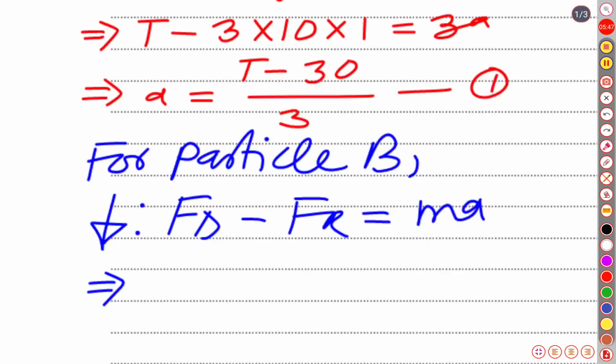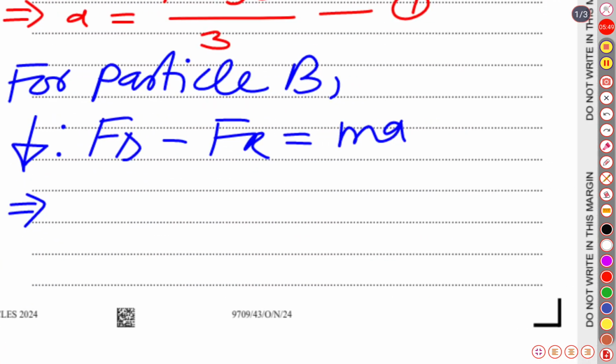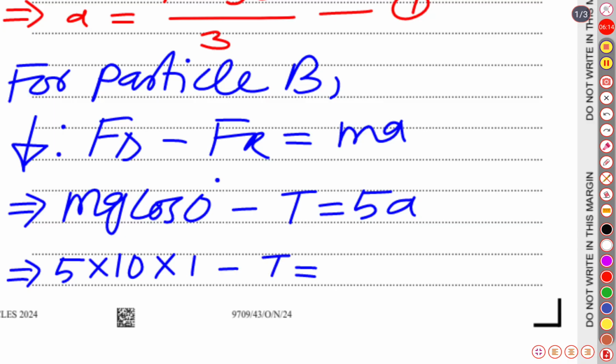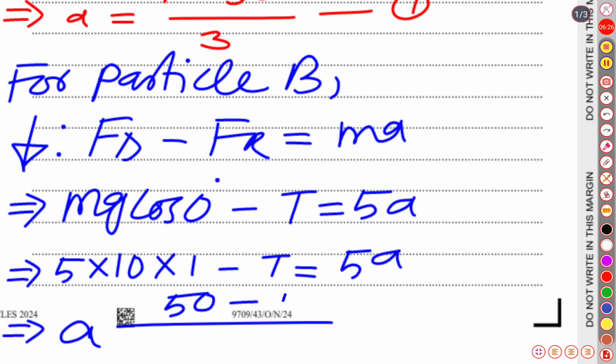So we will write weight is mg cos 0 degree minus resistance to motion, which is nothing but tension for B, equal to mass of the particle B, which was 5, so it's 5a. After that, if we substitute the values, mass of the particle B is 5, acceleration due to gravity is 10, and cos 0 is equal to 1, minus T is equal to 5a. Hence if we isolate a, a is equal to (50 minus T) over 5.